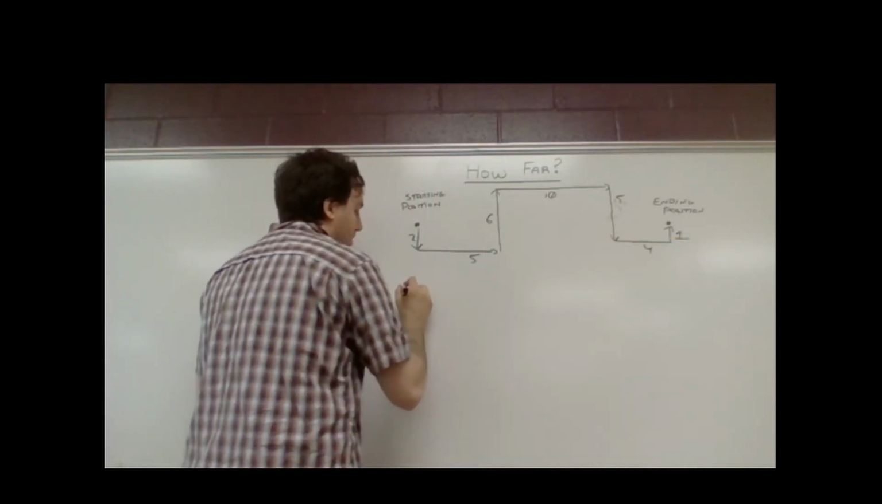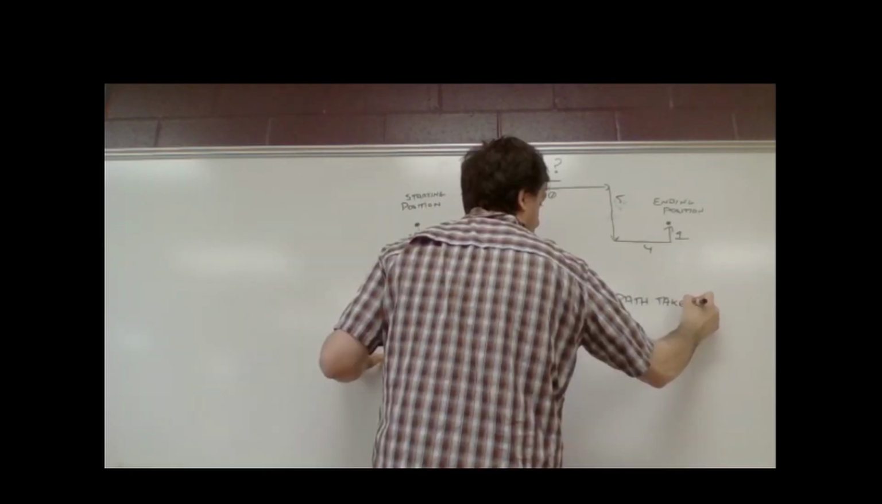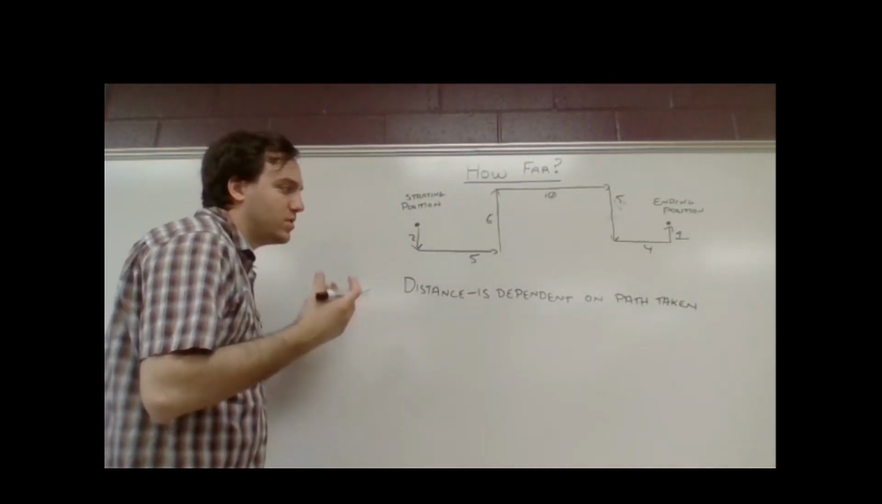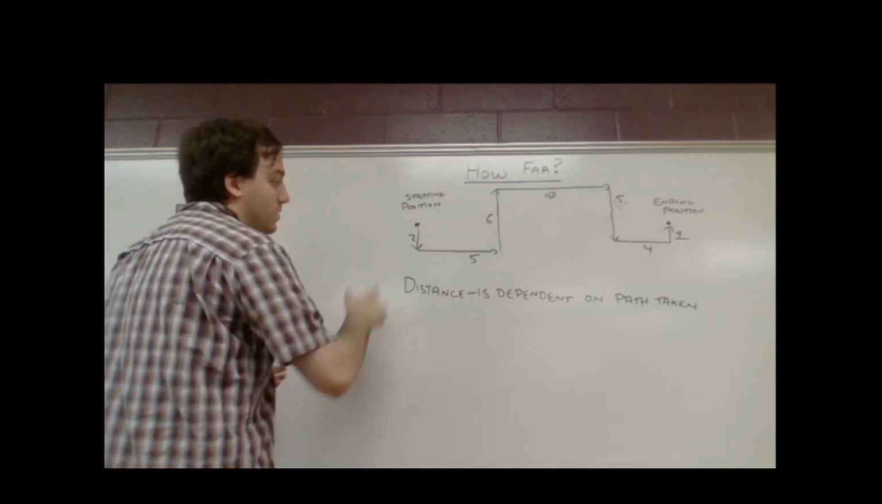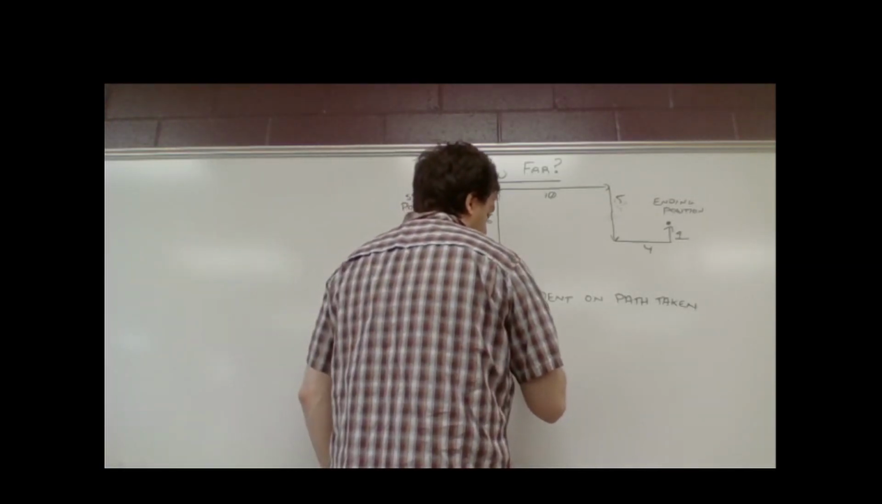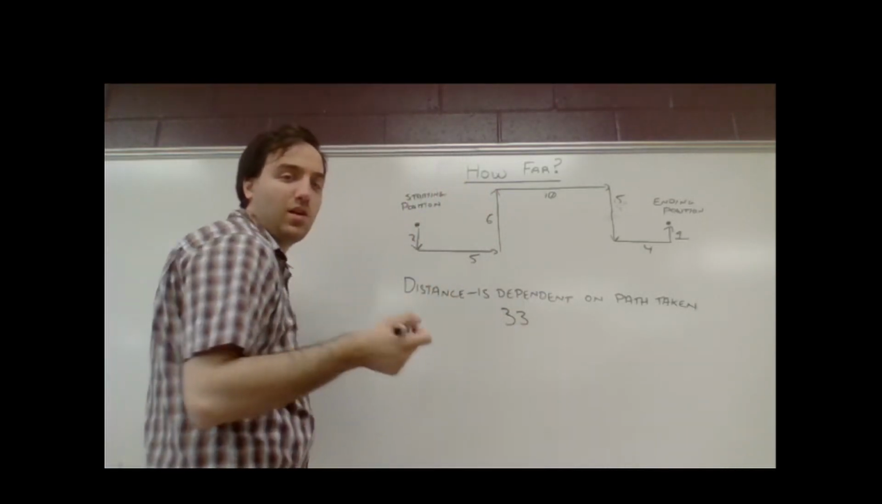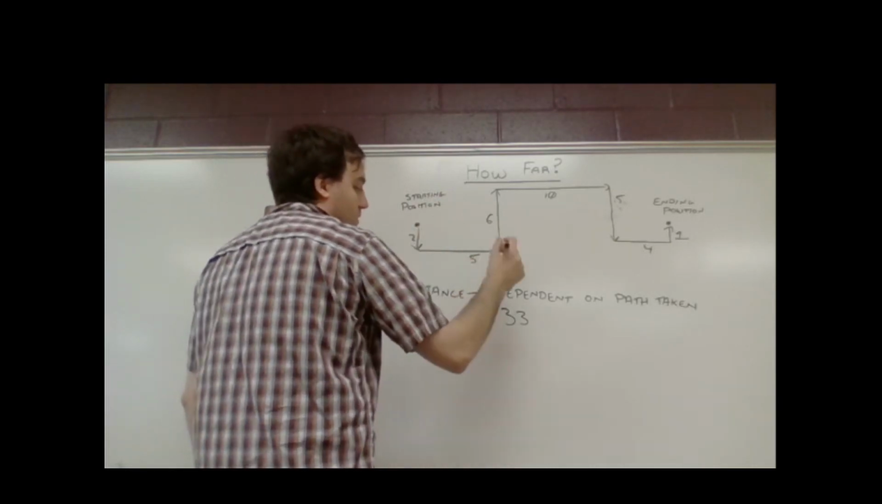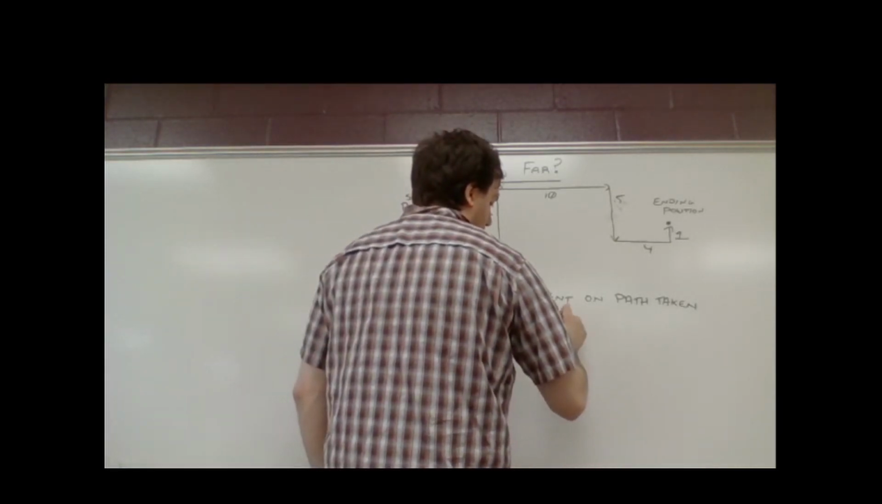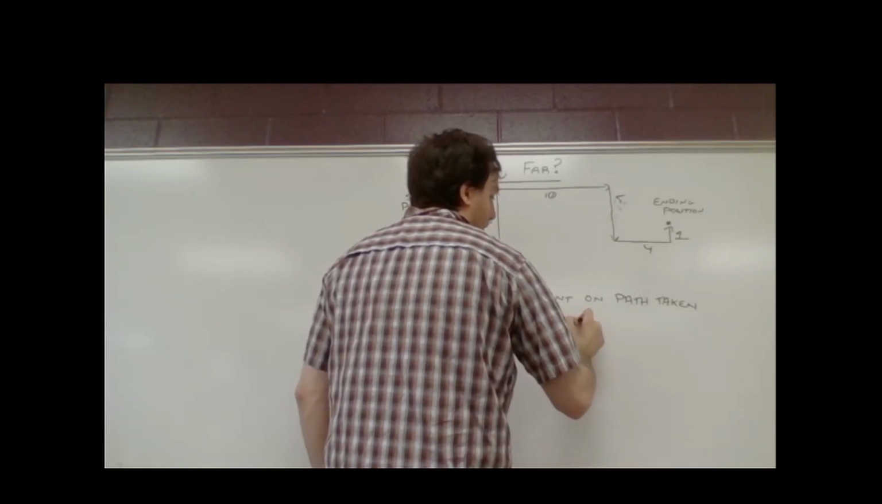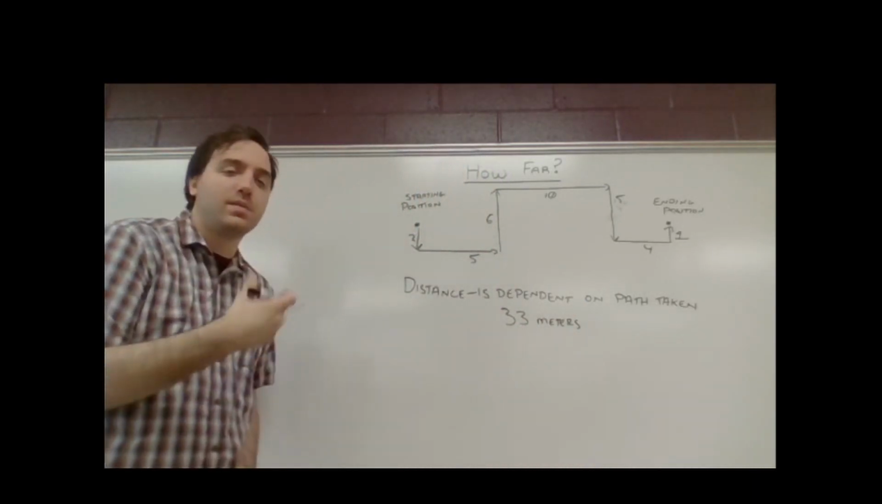So your distance is dependent on the path you took. It doesn't have a direction, it's just a sum of all the steps. In this case, 33 something, let's call it meters. Assuming all these are meters. If they're all miles, it'd be miles. If it was all centimeters, it'd be centimeters.